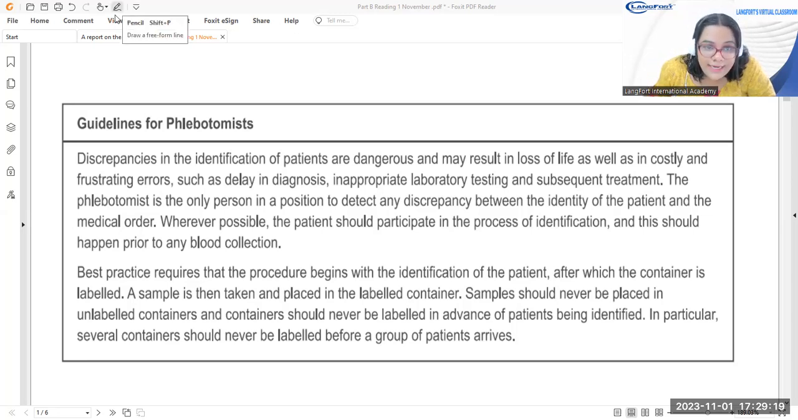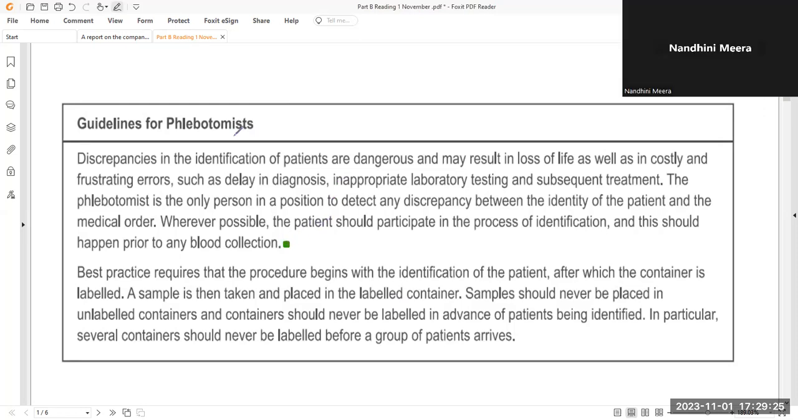Nandini, can you read the heading and the first paragraph for me, please? Yes, ma'am. Guidelines for phlebotomist. Discrepancies in the identification of patients are dangerous and may result in loss of life as well as in costly and frustrating errors such as delay in diagnosis, appropriate laboratory testing, and subsequent treatment. The phlebotomist is the only person in a position to detect any discrepancy between the identity of the patient and the medical order. Whenever possible, the patient should participate in the process of identification, and this should happen prior to any blood collection.